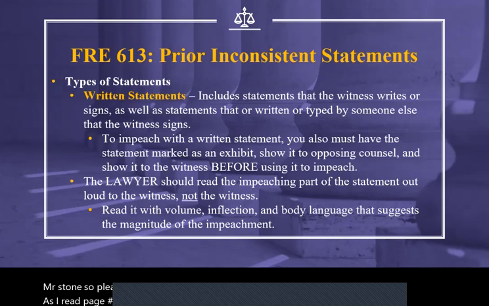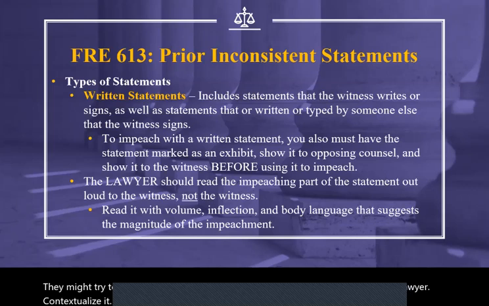And the lawyer should read the impeaching part of the statement out loud to the witness, not the witness, right? Because the witness, if they're smart, will either start to explain it, which hurts and damages what you've done, or they will keep going and read parts of their statement that maybe you don't want read. They might try to contextualize it, and maybe that's what you don't want. Let the other lawyer contextualize it, don't let the witness contextualize it.